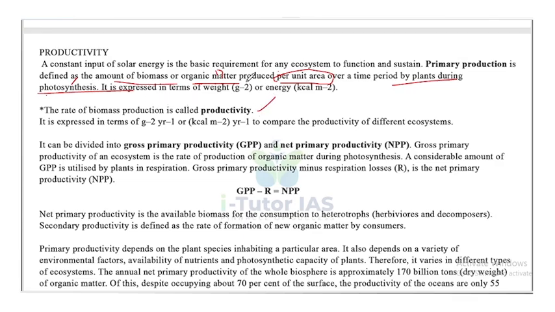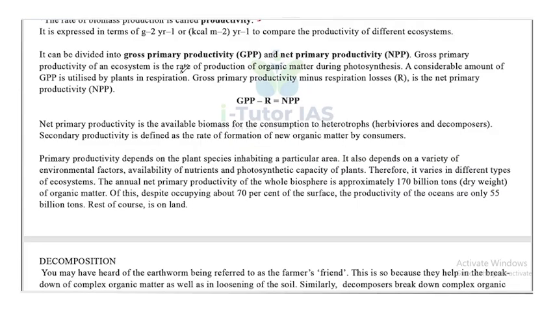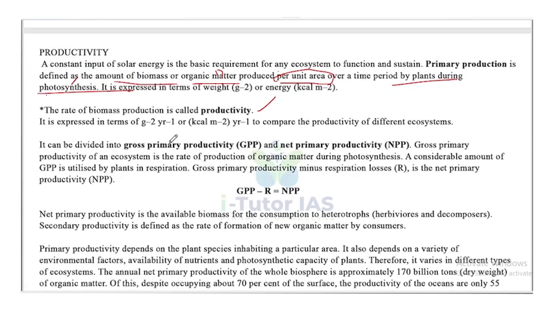The rate of biomass production is called productivity. So what is productivity? Productivity is nothing but the rate at which the biomass is produced. It is expressed in terms of gram per meter square per year or kilocalorie per meter square per year to compare the productivity of different ecosystems. Productivity can be divided into two categories: gross primary productivity and net primary productivity.